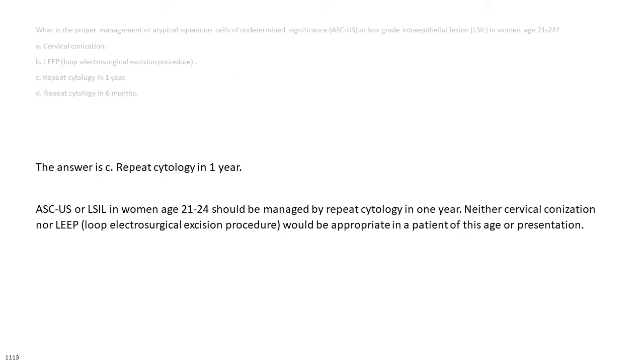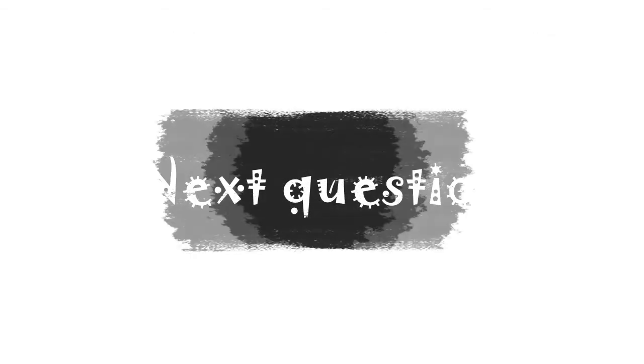The answer is C. Repeat cytology in 1 year. ASCUS or LSIL in women aged 21-24 should be managed by repeat cytology in 1 year. Neither cervical conization nor LEEP, loop electrosurgical excision procedure, would be appropriate in a patient of this age or presentation.